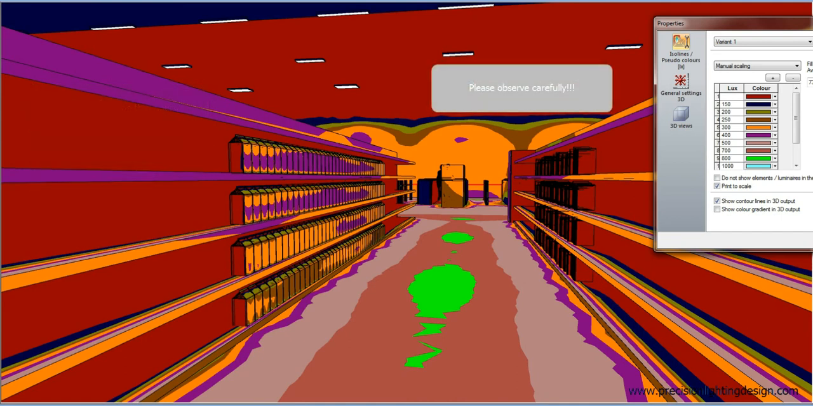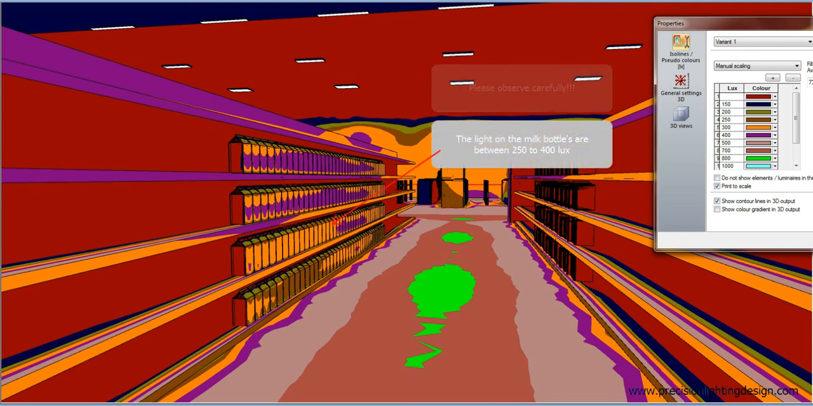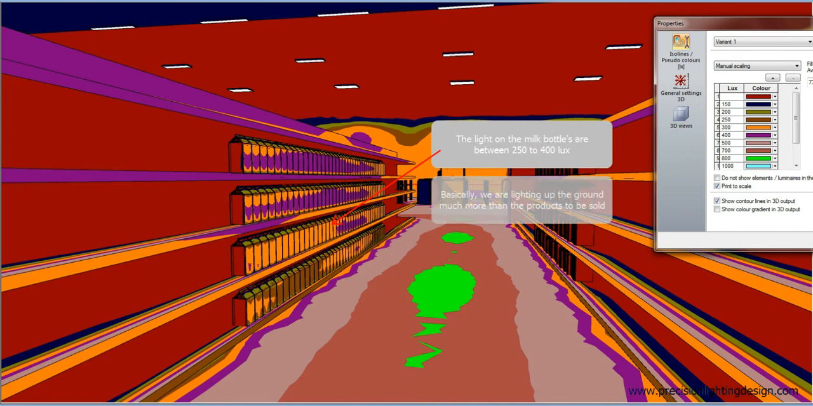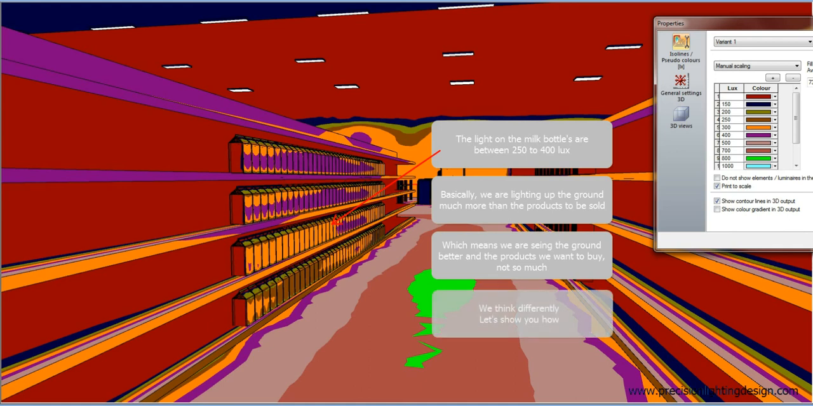Please observe carefully. The light on the milk bottles are between 250 to 400 lux. Basically, we are lighting up the ground much more than the products to be sold. Which means, we are seeing the ground better, and the products we want to buy, not so much. We think differently. Let's show you how.